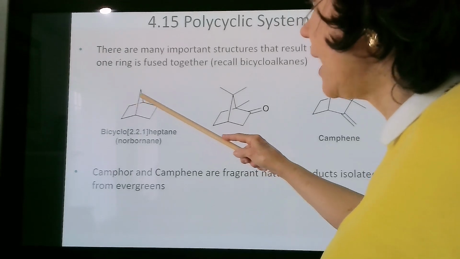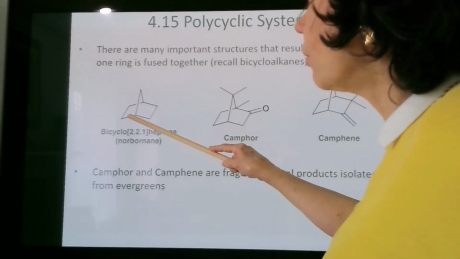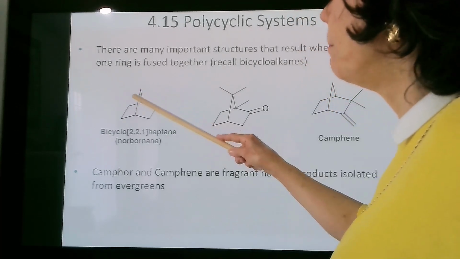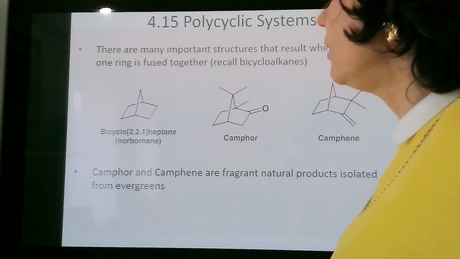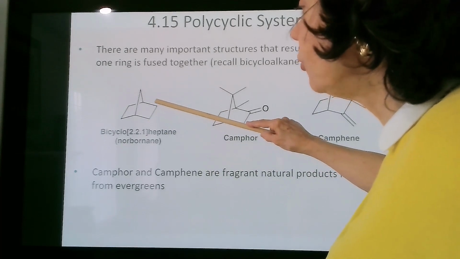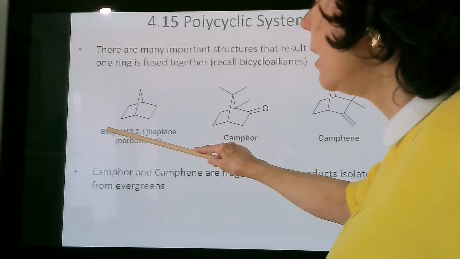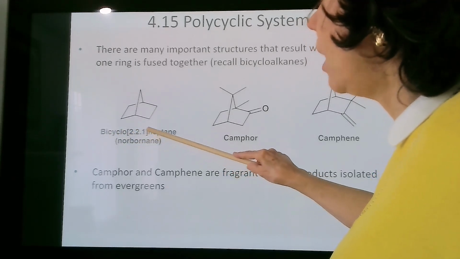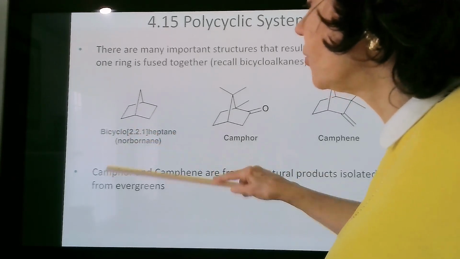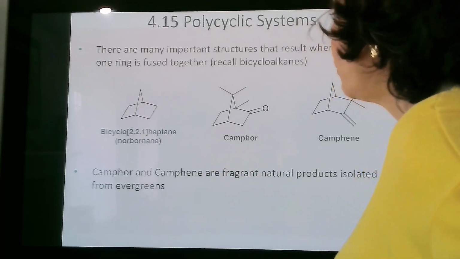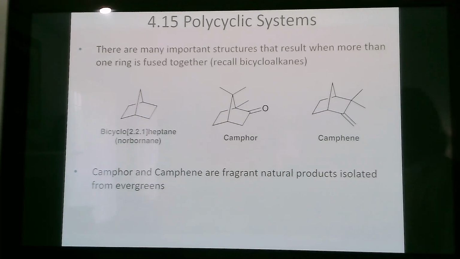This is a heptane. 1, 2, 3, 4, 5, 6, 7. Heptane, and it's bicyclo. And remember, you count the number of carbons in the bridges, 2, 2, 1. So here it is, bicyclo[2.2.1]heptane. Notice the brackets, no hyphens. So that's the second time we've gone over that in this chapter. And so that concludes this chapter.